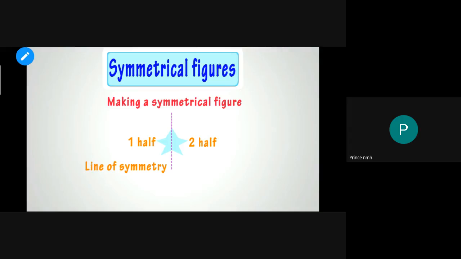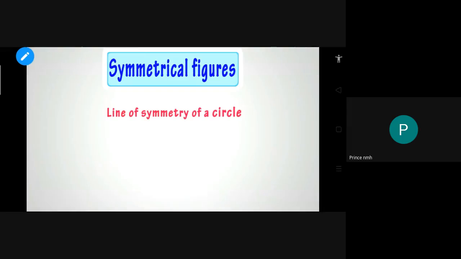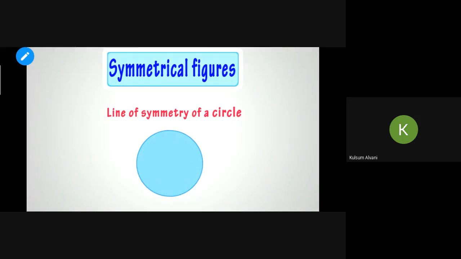Ma'am, in a star we can do both sides, horizontal and vertical. No, ma'am, we can't do it horizontally. Yes, we do both. Circle also: half will be given and you have to draw the other half. So now they will cut and show that half. Then you have to draw this way.